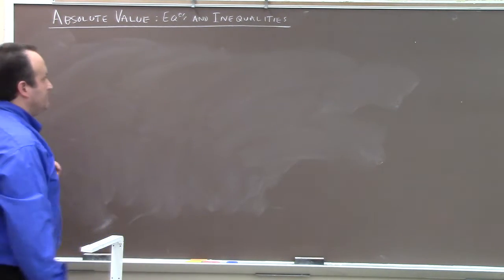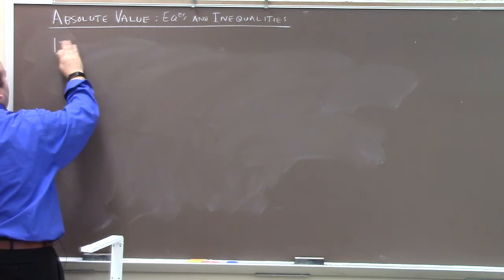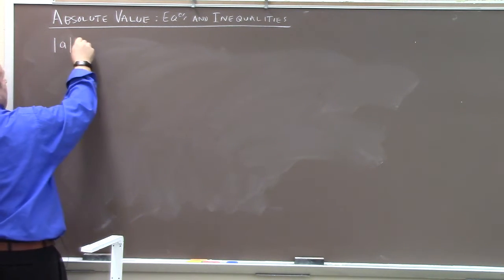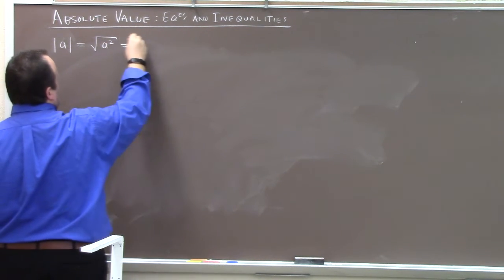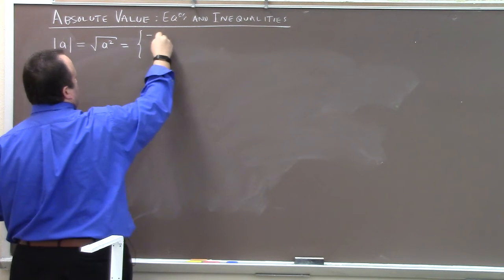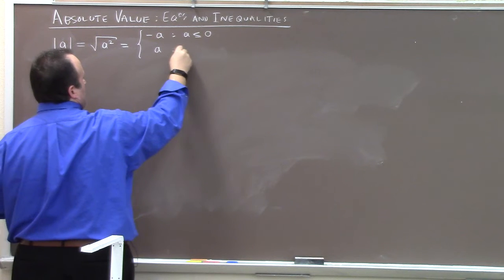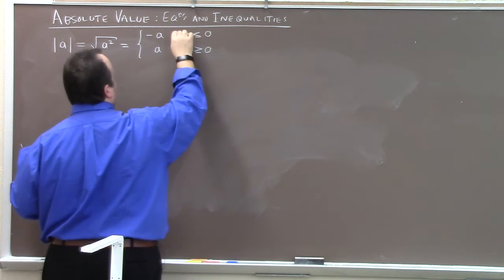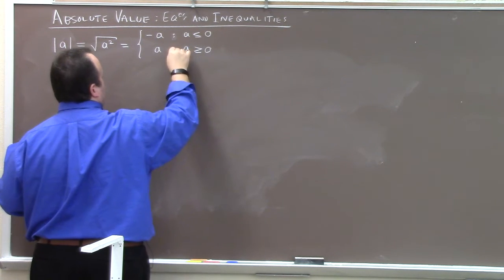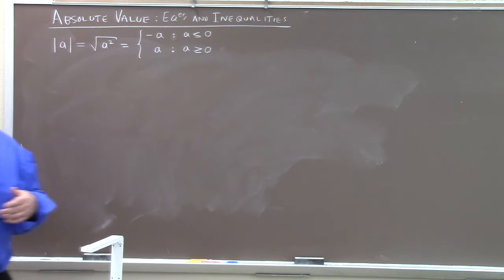All right, so first of all, definition: the absolute value of a is equal to the square root of a squared, and what that is, it's minus a if a is less than or equal to 0, and it's a for a greater than or equal to 0. All right? Of course, the absolute value of 0 is 0. But the square root of the thing squared, that's a formula for it that's kind of nice.